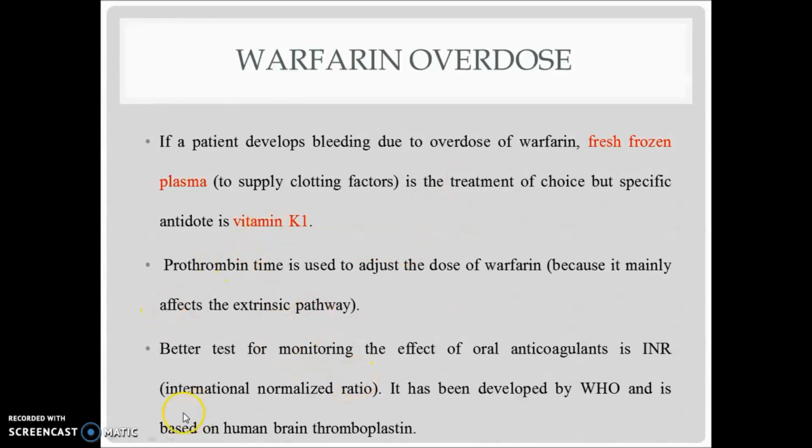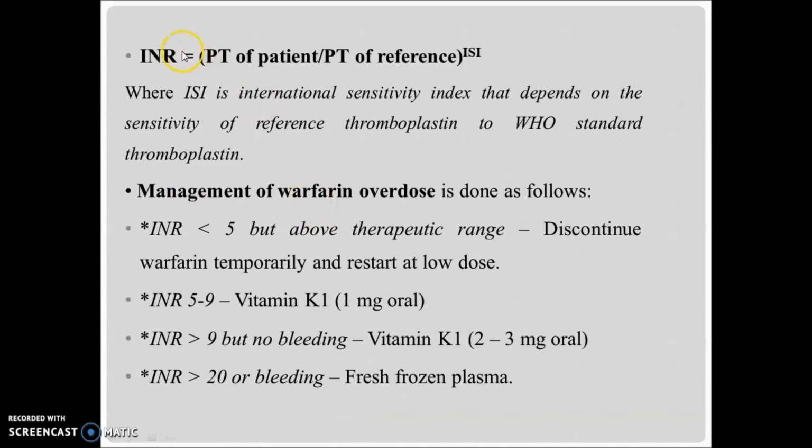Fine. And nowadays we use INR, that is International Normalized Ratio, to monitor the warfarin level. And in this we use the prothrombin time of the patient, the prothrombin time of reference, along with ISI, that is International Sensitivity Index. So dear friends, we have one good chart and I want everybody to remember this because it is one of the important ones. They have asked around 5 to 6 times in the examination.